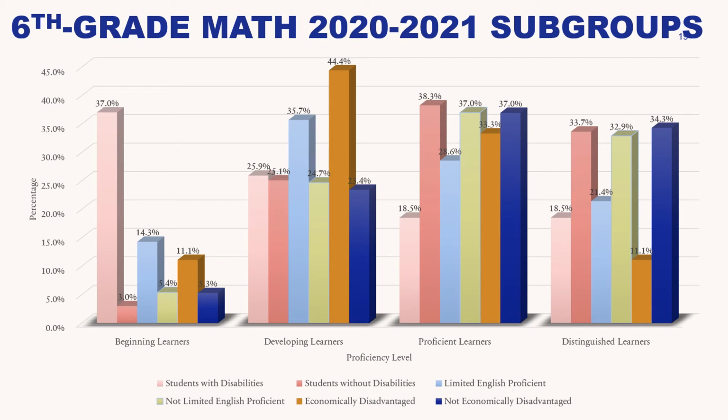So on this slide, we're taking a look at some other subgroups, and I broke them down by learning level. If you notice, students with disabilities is the largest subgroup to score as beginning learners at 37%. So that's pretty high. They are in the lowest category there, and they definitely stick out as the group that is in that lowest category. And economically disadvantaged students are the highest for our developing learners. So they also are struggling. They're at 44% in that developing learners category.